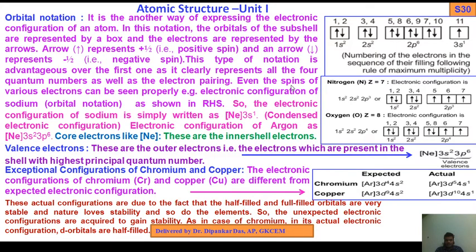Even the spin of various electrons can be seen properly. For example, the electronic configuration of sodium in orbital notation is shown on the right hand side. Here you see the first electron is upward and the second electron is downward spin. So in an orbital, two electrons reside with opposite spins. Again 2s2: 3 upward, 4 downward.